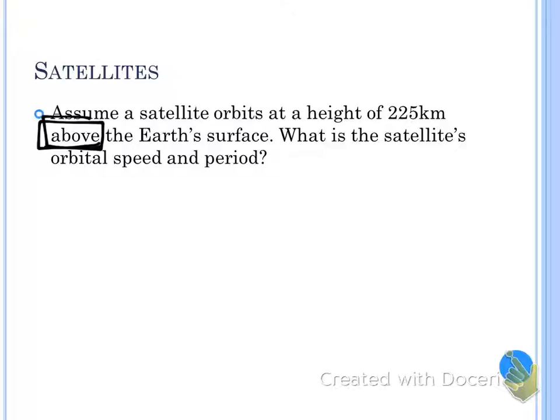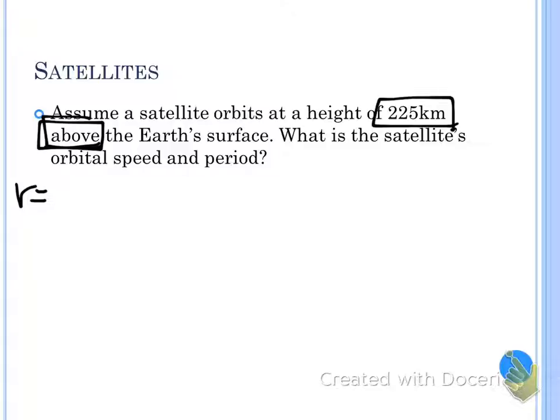Okay. So we have a radius here. 225 kilometers. Is that going to be our radius? No. What should we do to that? Not quite. Not yet. We want our radius to always be from what to what? That's right. We want it to be from the Earth's center to our second object.